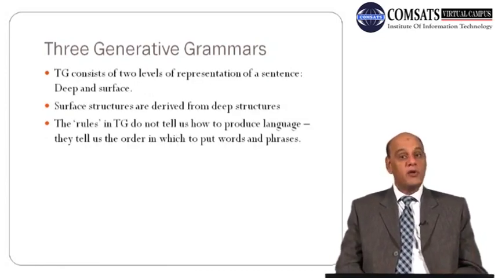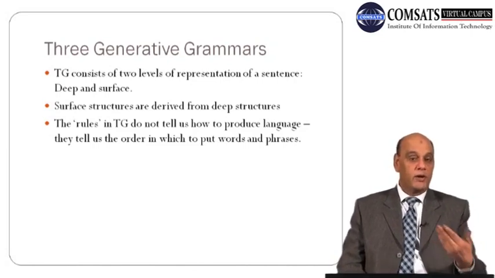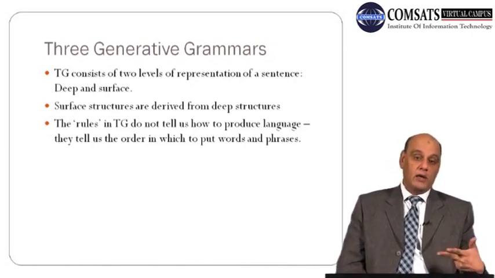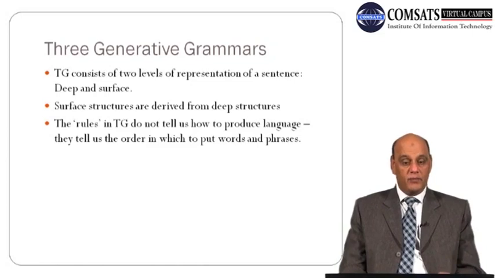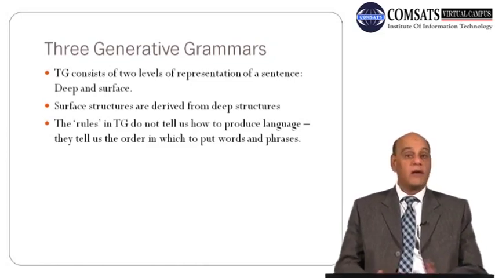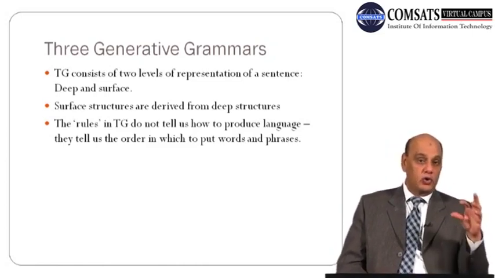TG, transformational grammar, we will refer to it as TG. TG consists of two levels of representation of a sentence, deep and surface. Now, when we were talking about the diagram in the first slide, here is the reference that there are two structures, two meanings. One is a deep meaning and the other is a surface meaning. So transformational grammar basically consists of two levels of representation. It represents a sentence on two levels.